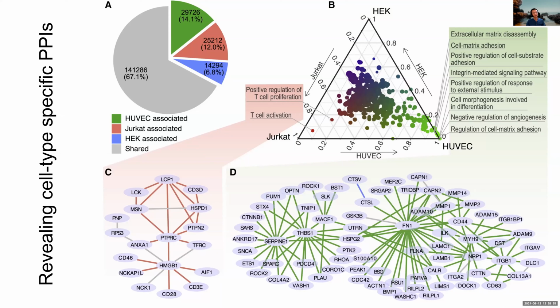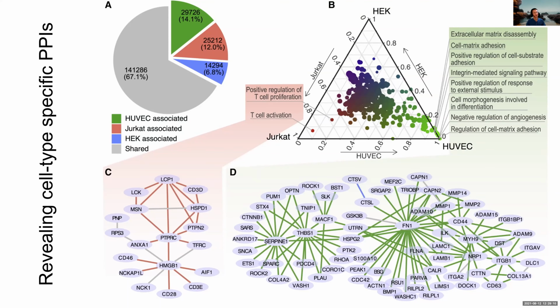If we take 2 of the JURKAT-specific gene ontology terms, those 2 terms are positive regulation of T cell proliferation and T cell activation. JURKAT is a T cell line, so perhaps it is no surprise that the PPIs, or the read pairs supporting PPIs, are associated with gene ontology terms related to T cell function. And those are the revealed PPIs more specific to JURKAT.